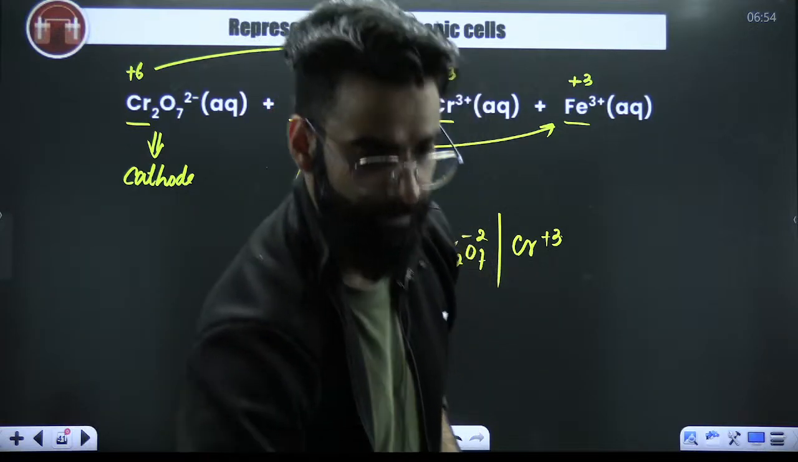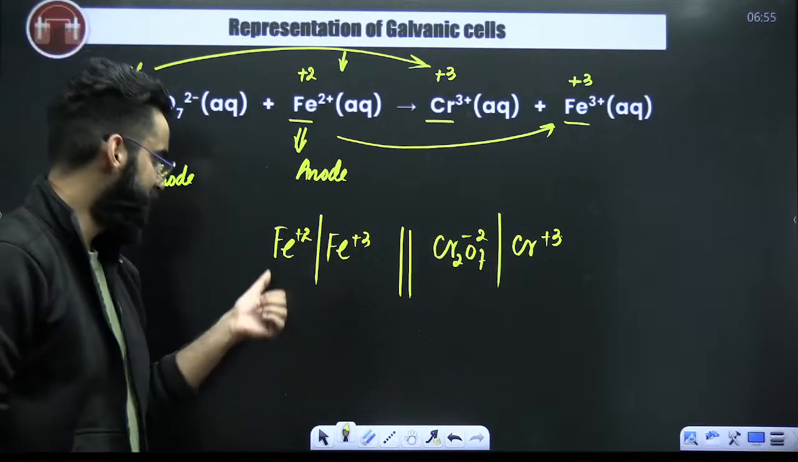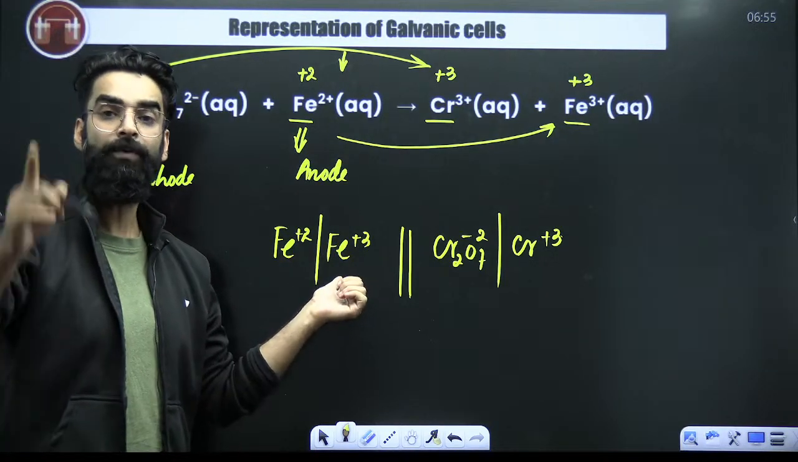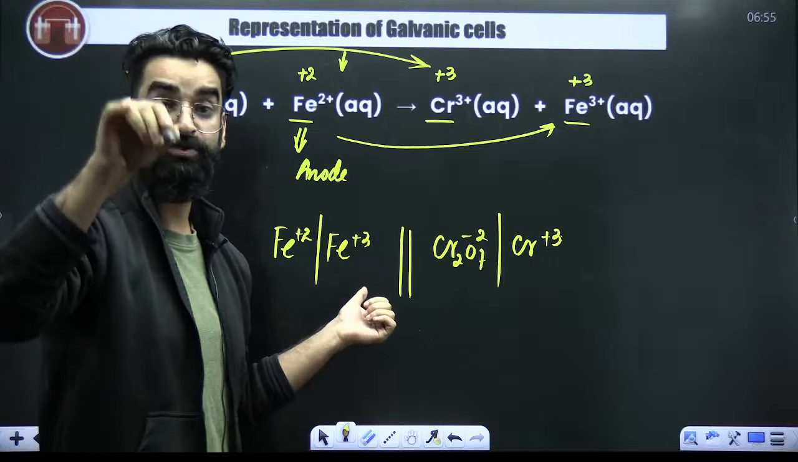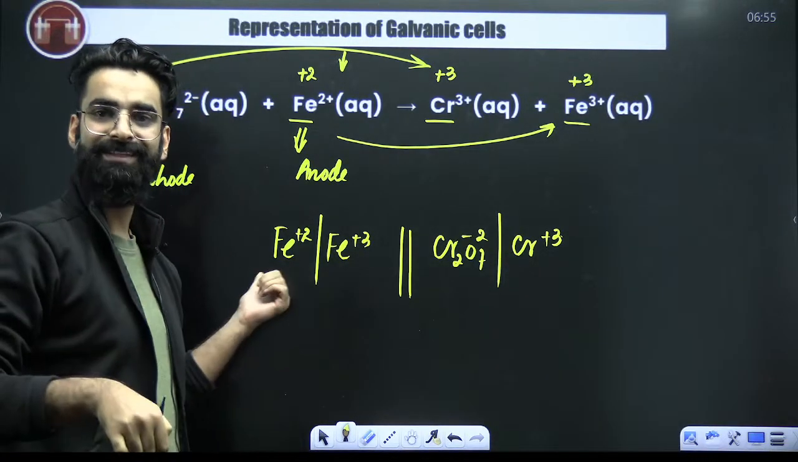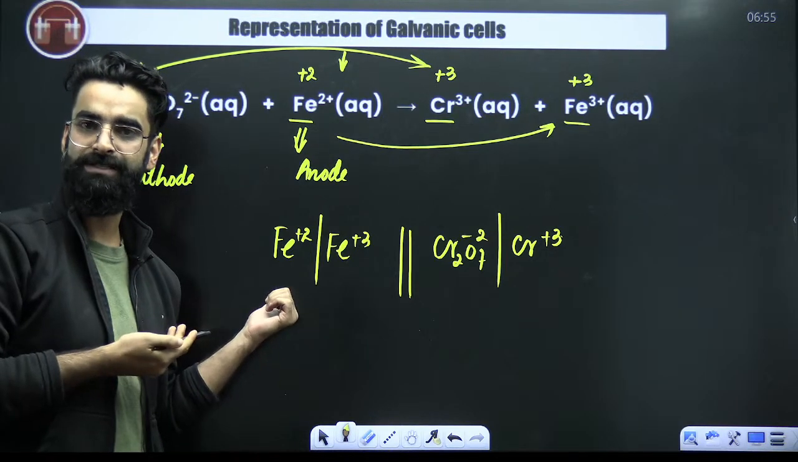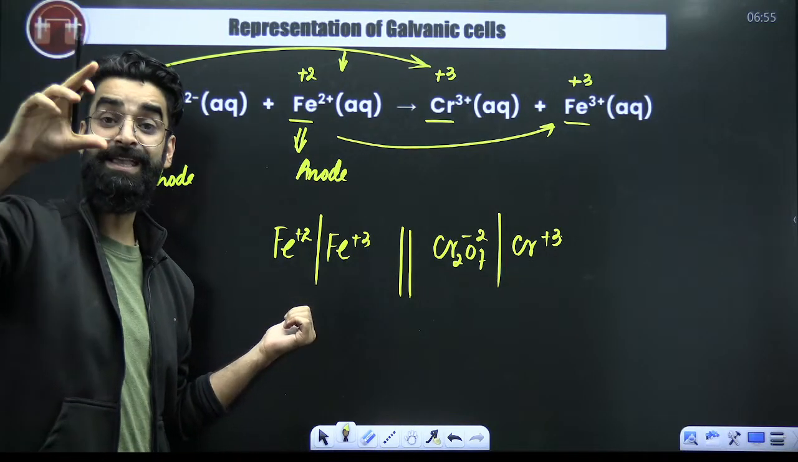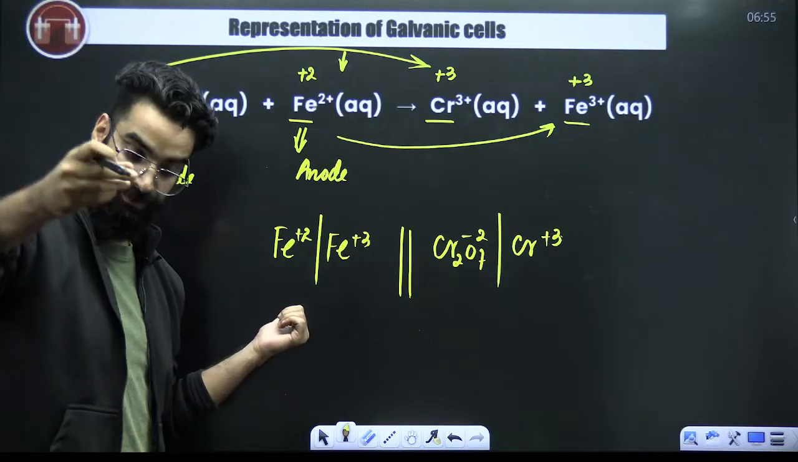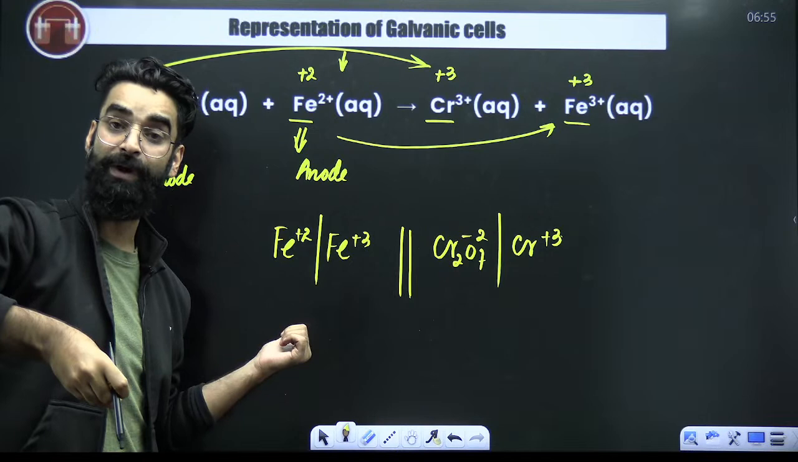Okay. So try to understand one more thing. This is iron, this is iron, right? This is basically an iron-iron electrode. Till now, if you remember your zinc electrode, we used to have a zinc rod. The zinc rod was dipped into zinc dipositive. Here, there is no rod. I was taking a zinc rod, which was made up of zinc atoms, right? And those zinc atoms were dipped into zinc dipositive ions.